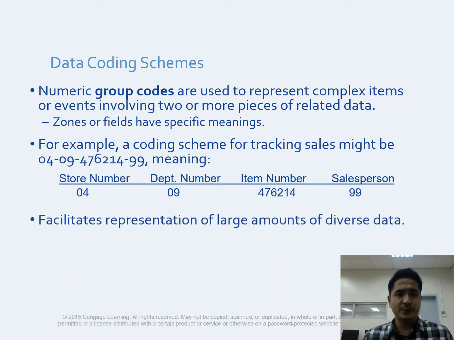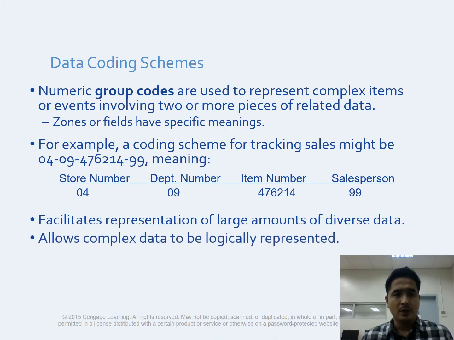So it facilitates representation of a large amount of diverse data. In this case, in the example, you have 4 items in which it pertains to a specific sales order. Allows complex data to be logically represented, since these are a lot of information which results to complex data. So, yun nga, pwede nating i-represent yan. For example, yung store number, since by the number siya, so 0, 1, 2, 3, 4, so ayan po. Yung logical representation din ito, pwedeng by the store, department, item, salesperson.